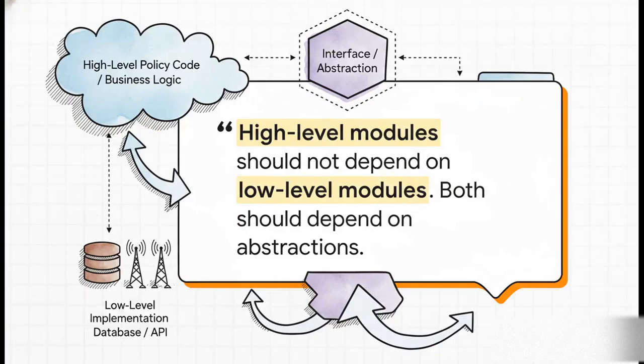And the formal rule reflects that. It says our high-level modules, like our core business logic, should not depend on low-level details, like a specific database or file system. Instead, both of them should depend on an abstraction, like an interface. That interface acts as a buffer, decoupling the two, and that makes your system incredibly flexible.